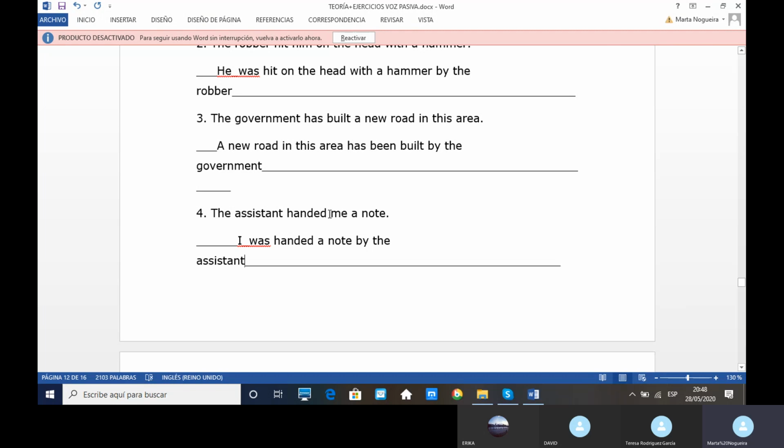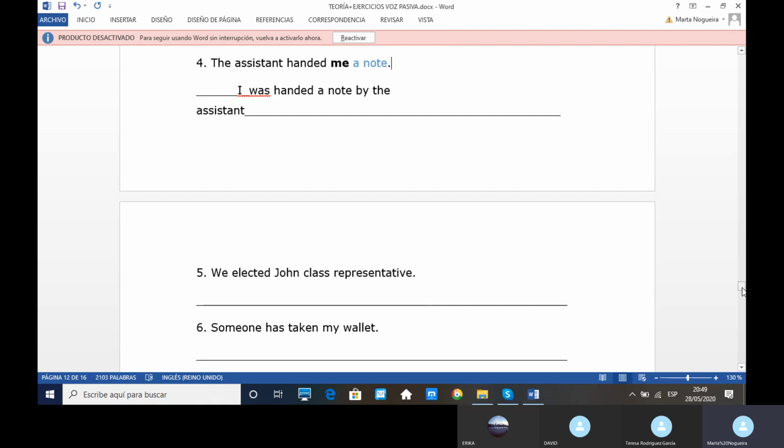No os preocupéis por esa estructura cuando tenemos dos objetos, veis, tenemos aquí uno, el indirecto. A mí es el indirecto y una nota es el directo. No os preocupéis porque tengo un ejercicio solo de eso. Okay. Ahí ponemos el pronombre primero. I was handed, porque es handed. Handed es pasado simple, entonces tengo que poner pasado simple. Entonces solo pongo en pasado simple el to be. Luego siempre pongo el participio. Y luego bla, bla, bla, by the assistant. I was handed a note by the assistant.